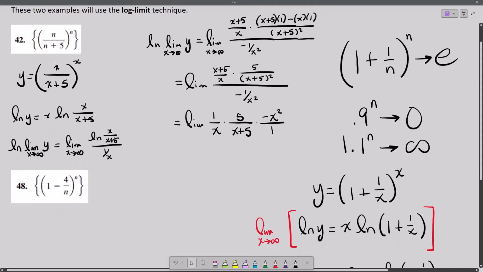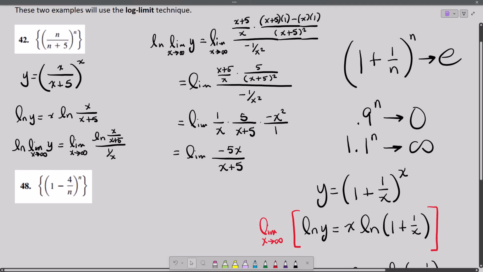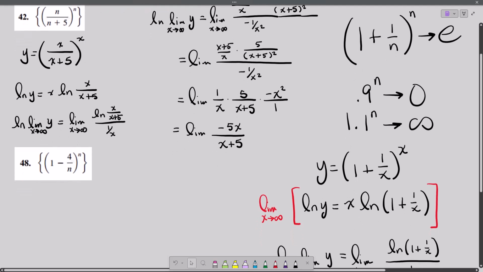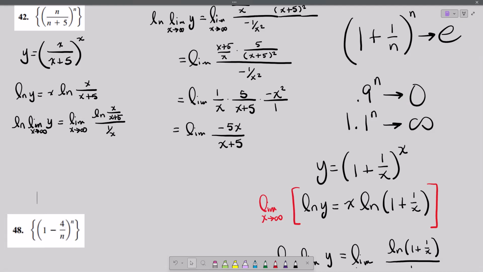Well, one of those x's cancels. So now we're going to have limit in the numerator, we're going to have negative 5x. In the denominator, we have just x plus 5. And what is that limit? There are 3 ways to do it. It's just -5. Negative 5.